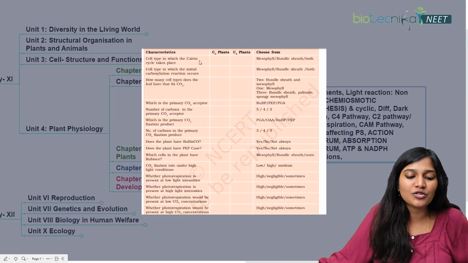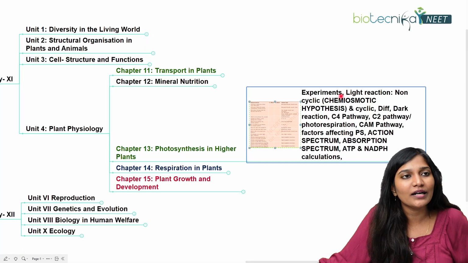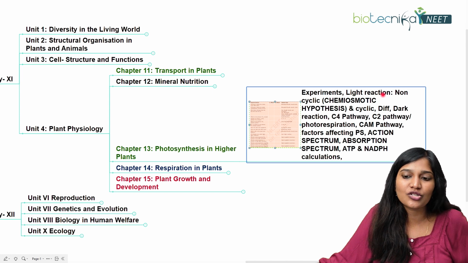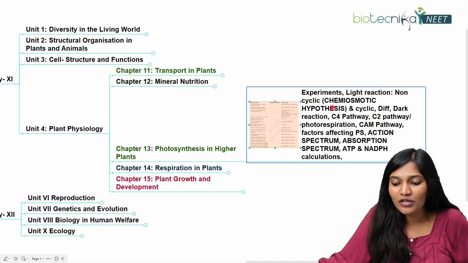So this is the most important thing you have to study in photosynthesis, and start off with all the early experiments. And light reaction, just concentrate on non-cyclic photophosphorylation, where you have to concentrate on the chemiosmotic hypothesis, and cyclic photophosphorylation. And then dark reaction, which is called the C3 cycle. And then Hatch-Slack pathway, which is the C4 cycle.